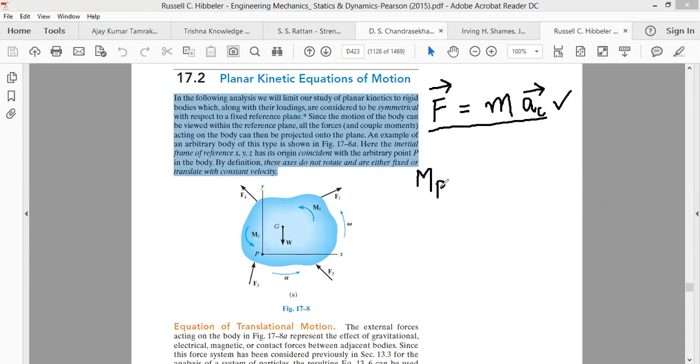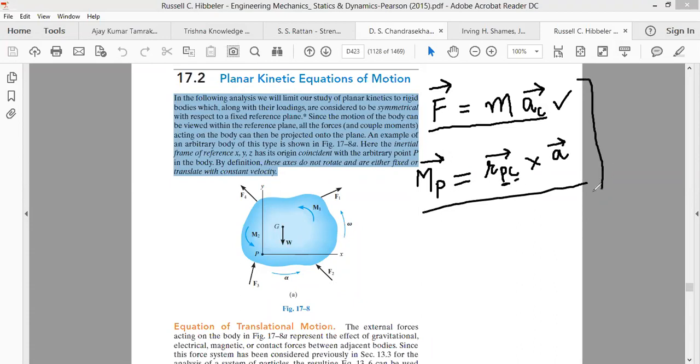As far as the rotational motion is concerned, that is given by the equation: the summation of all the moments about point P is given by r_PC, the radius vector drawn from that point to the center of mass, cross product with the acceleration of the center of mass.